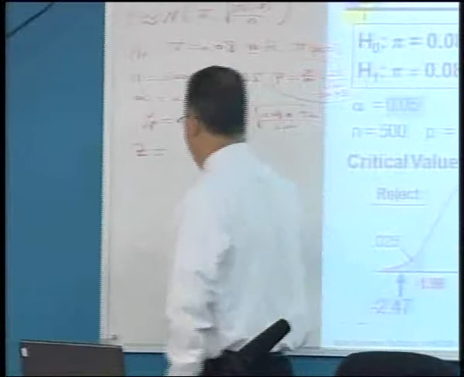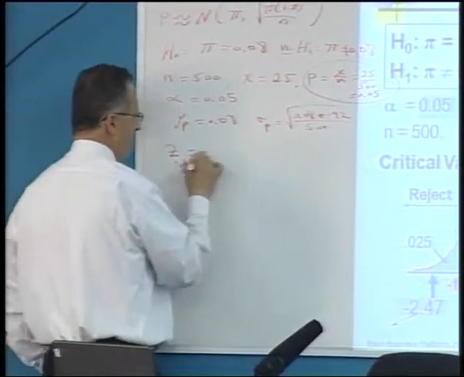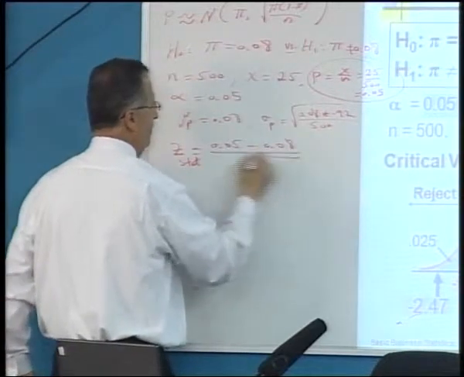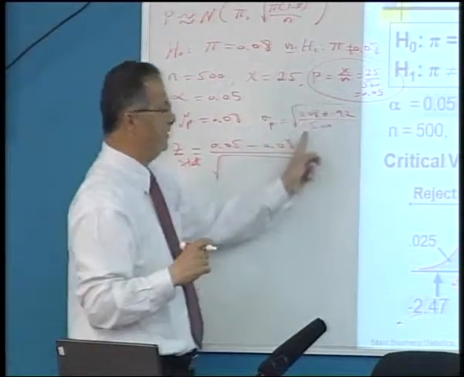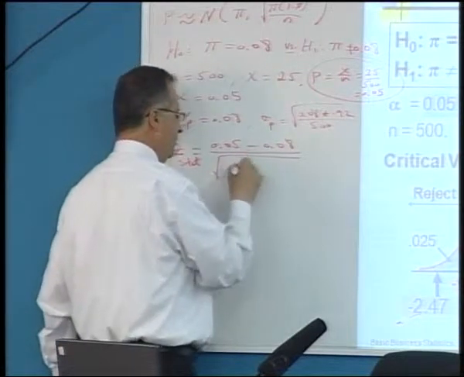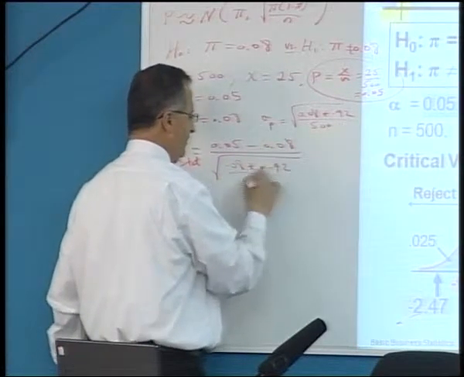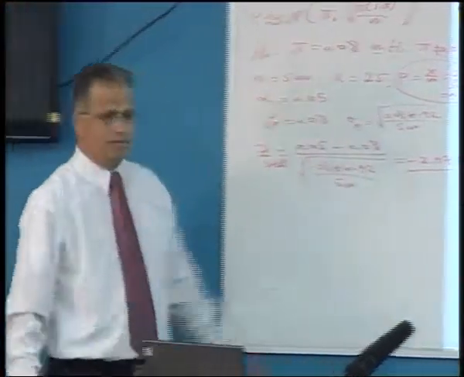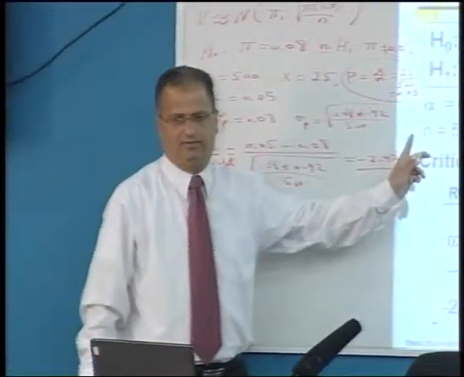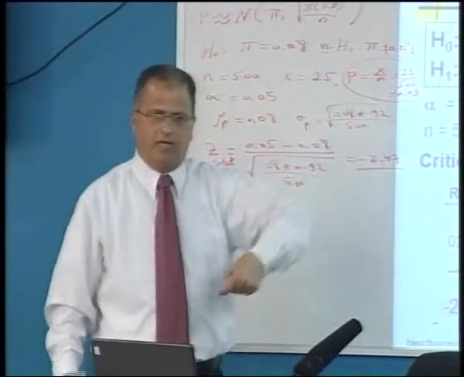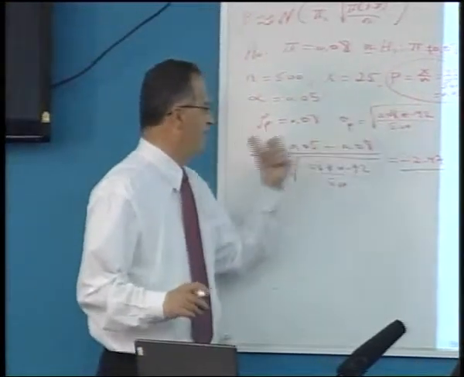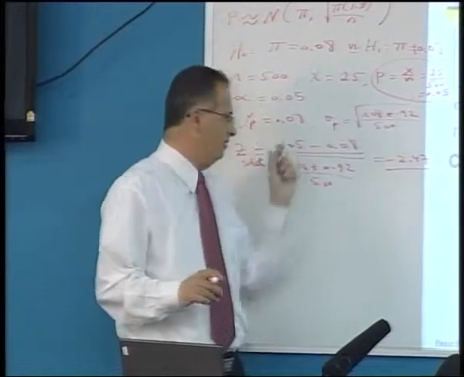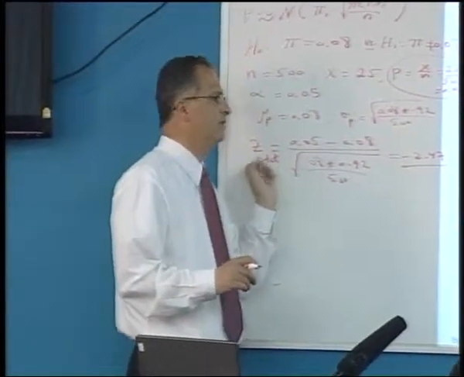So now, z statistic: p minus pi, divided by this sigma, which is the square root of 0.08 times 0.92 divided by 500. This will give minus 2.47. So straightforward calculation gives a value of negative 2.47 for the value of the test statistic.